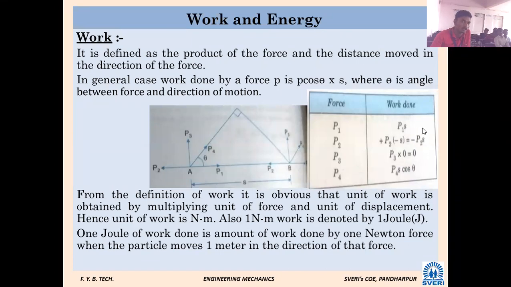Why? It is displaced from A to B, but the force is in this direction, so it is negative. So whatever work of P2 force. The body is moved from A to B, P3 force, distance covered or displacement.